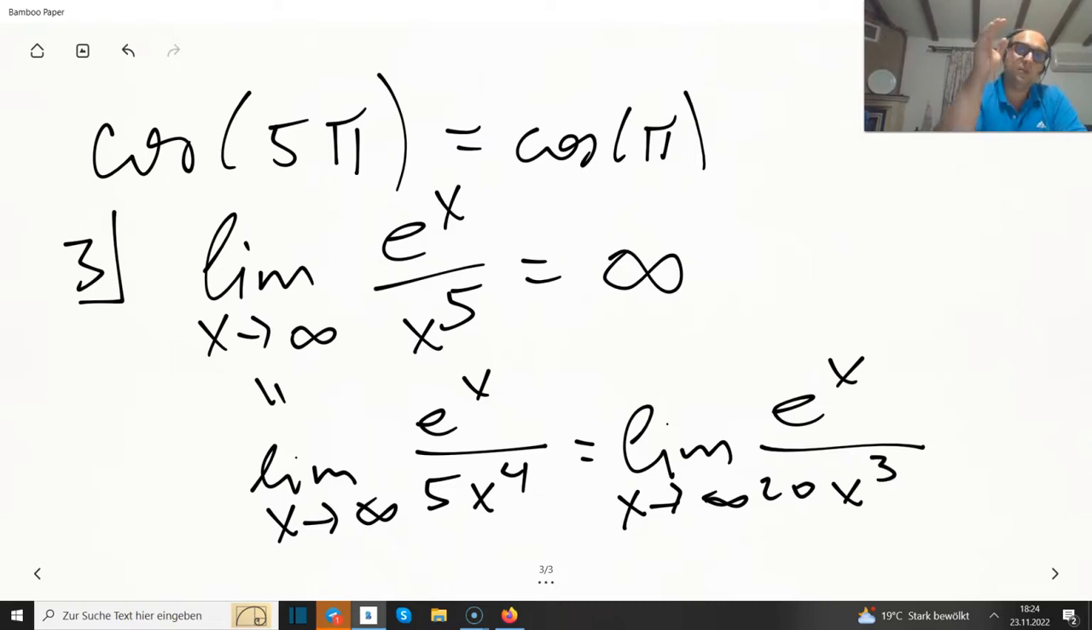So the degree of the denominator is getting lower and lower, and at some point it's going to be a constant value. And at the same time, e to the power of x, on the other hand, is increasing without any bounds. So the point is, e wins against any polynomial function.